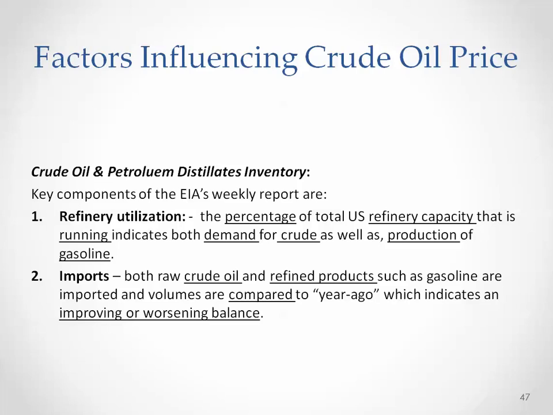First, refinery utilization, the percentage of total US refinery capacity that is running, indicates both demand for crude oil as well as production of gasoline. Two is the import reports, both raw crude oil and refined products such as gasoline. Imported volumes are compared to last year, which could be indicators of improving or worsening the balance.